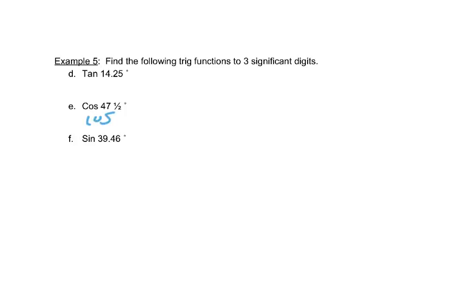We could keep going here. The only thing I would say on these next few examples is that we want to type in this one probably as 47.5 instead of a fraction, just because it's a little bit easier to type in. It shouldn't make a difference. Let's go ahead and do that one. We'll do cosine of 47.5. And to three significant digits, we get 0.67. And then that next 5 needs to be rounded up to a 6.